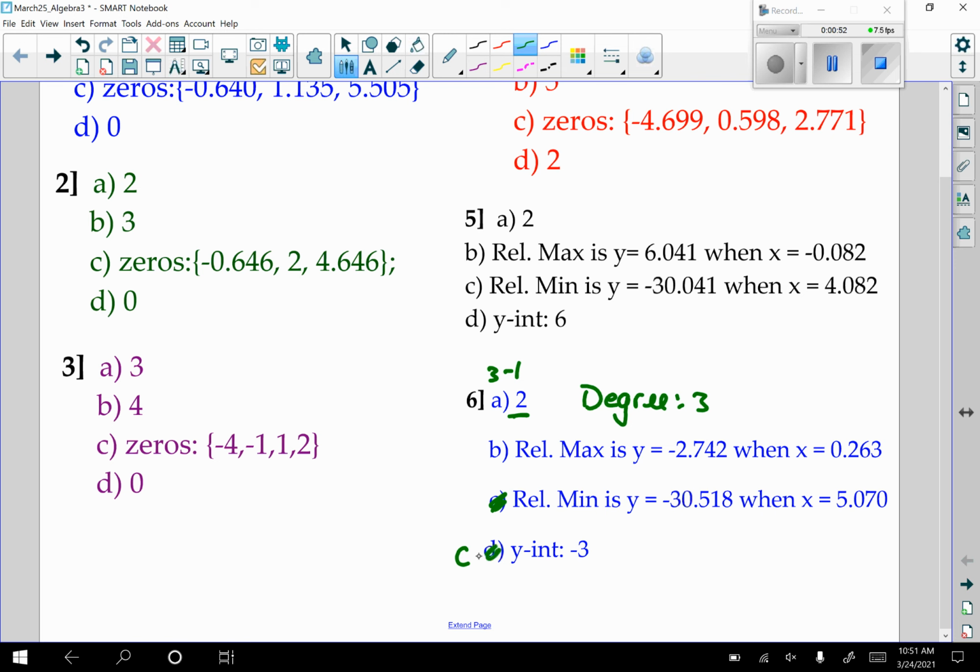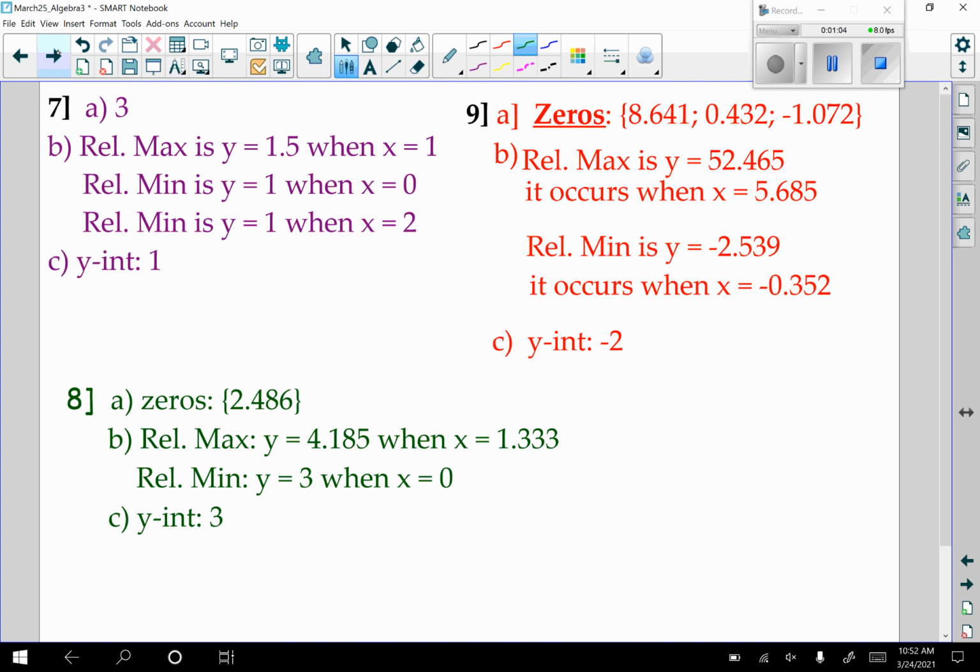So we want to state the relative max is y equals negative 2.742 when x is equal to 0.263, and the relative min is going to be stated this way as well. So make sure that they look like those statements. Now for number 7, you could have stated this as 1 for the relative min. You could have said the relative min is y equals 1 when x equals 0 and x equals 2. If not, you could have just written out 2 separate statements.